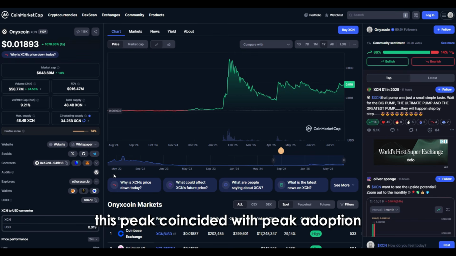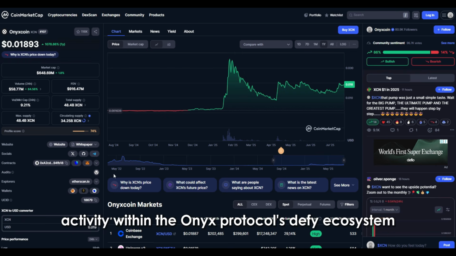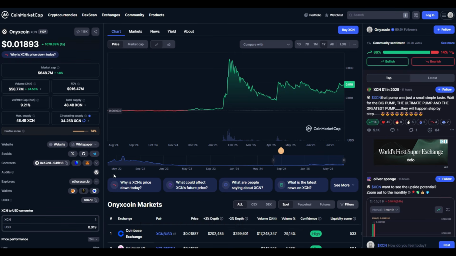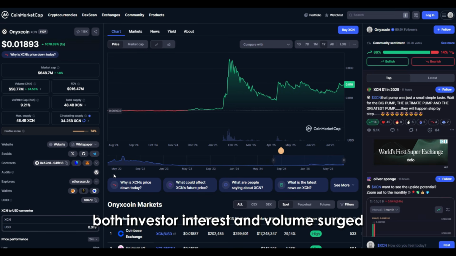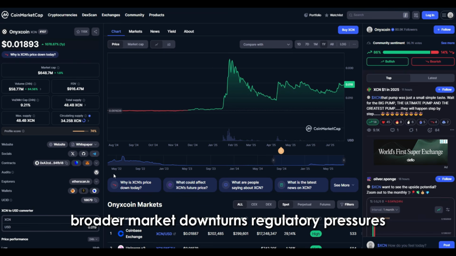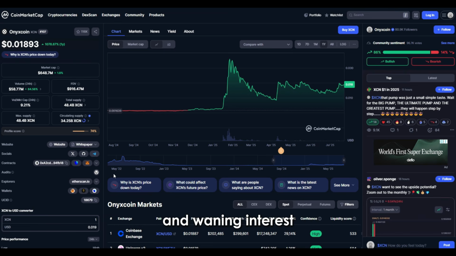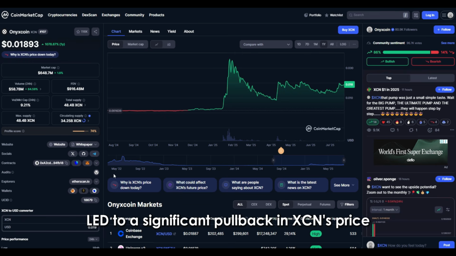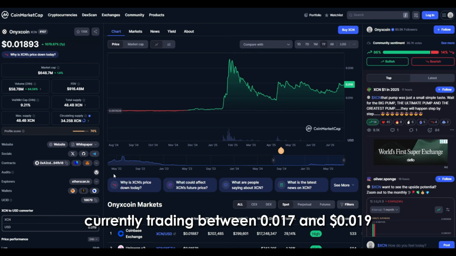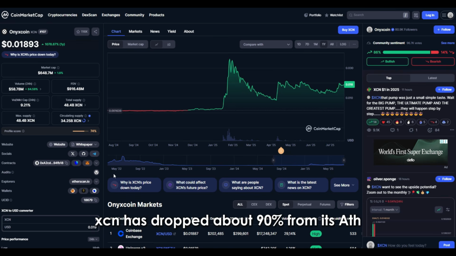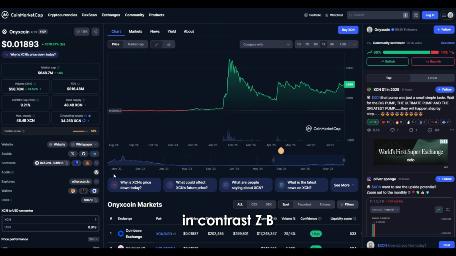This peak coincided with peak adoption and increased activity within the Onyx protocol's DeFi ecosystem. During that period, both investor interest and volume surged, fueling dramatic price increases. However, over time, broader market downturns, regulatory pressures, and waning interest led to a significant pullback in XCN's price. Currently trading between $0.017 and $0.019, XCN has dropped about 90% from its ATH, indicating considerable upside potential if a new uptrend begins. In contrast, Zbcn coin is still in its early stages.